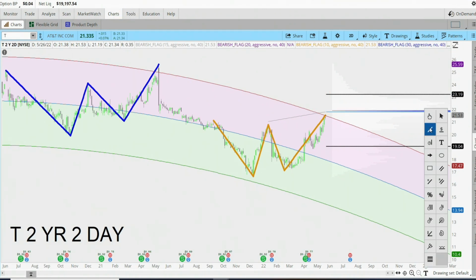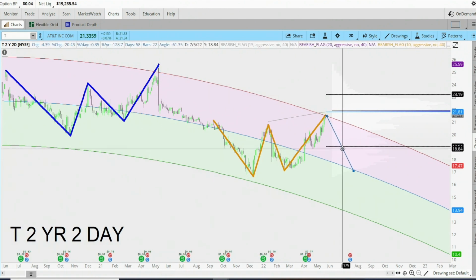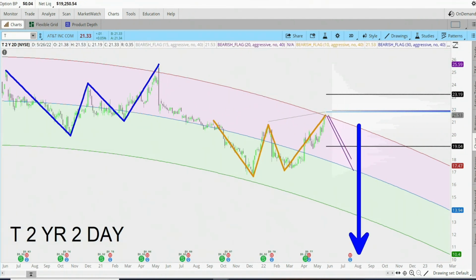Based off the little trick we showed you last week of making targets, take from old highs to lows, duplicate those lines over, giving you a timeline. This says early August for your option, making this support level your target of $17.